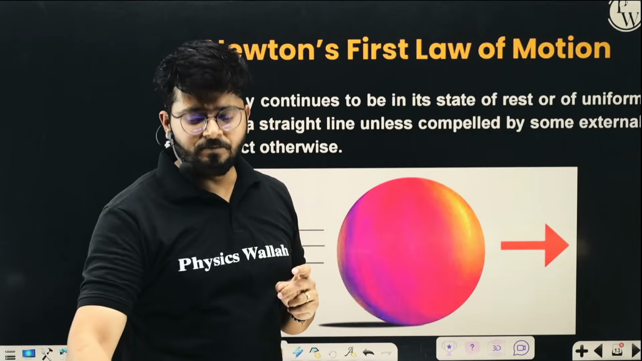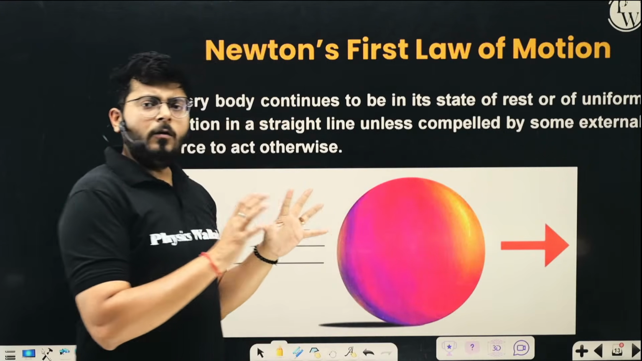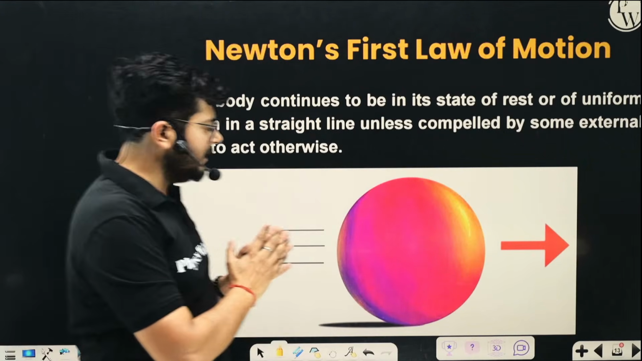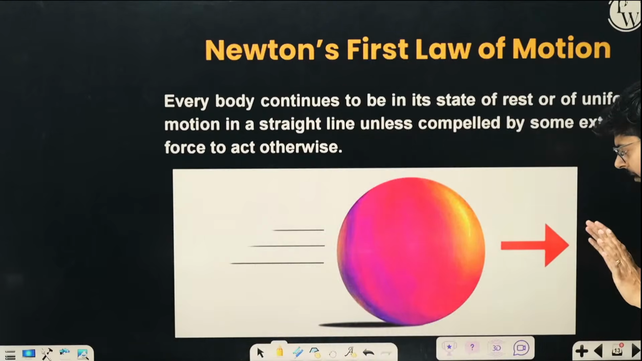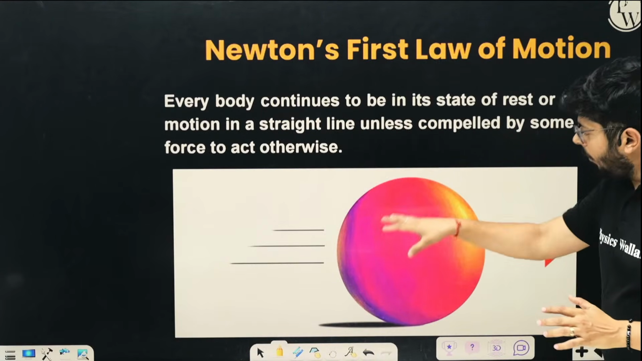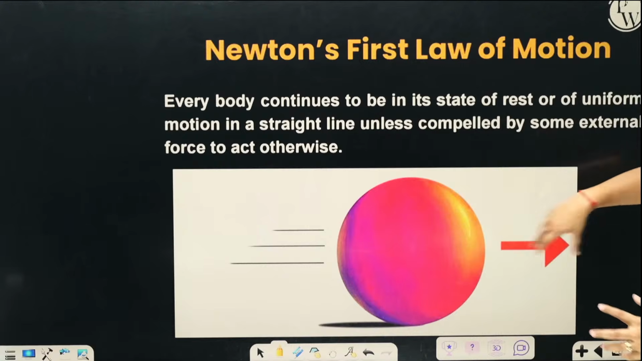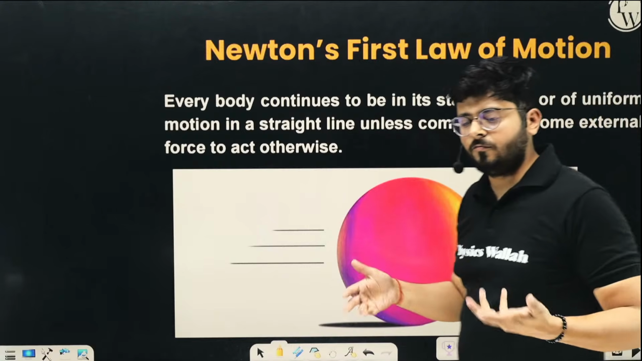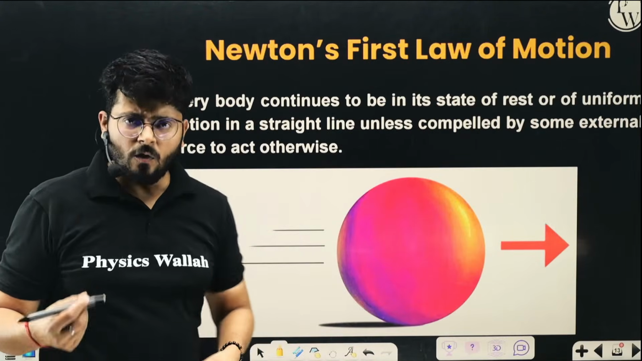Now think about it. If you want to stop it, right? If you want this ball to stop, what do you need? A force is needed, right? If you want to make this body move faster or roll faster, what is needed? Again, force is needed, right? So we know that already.